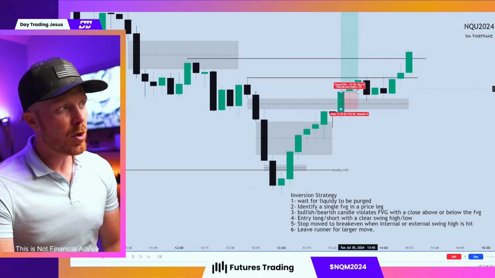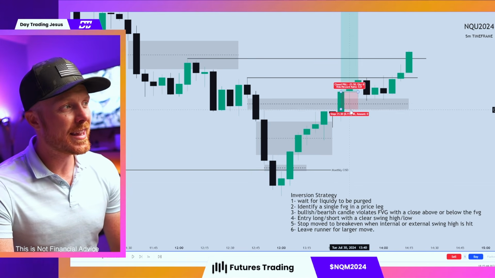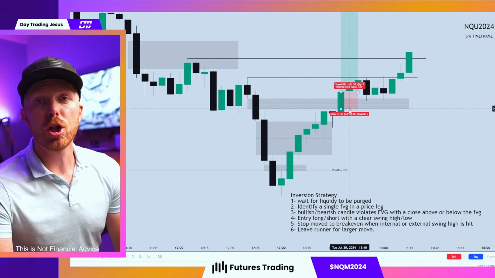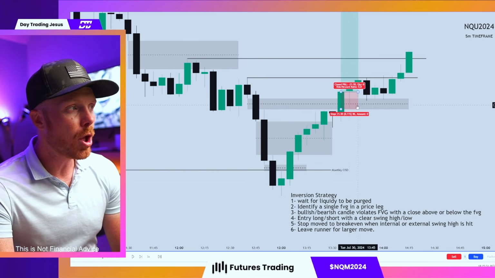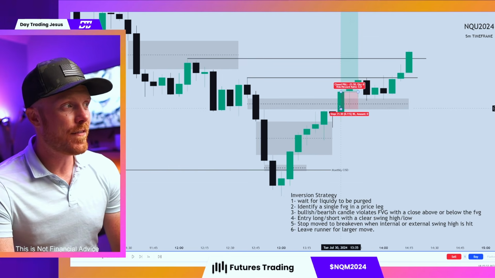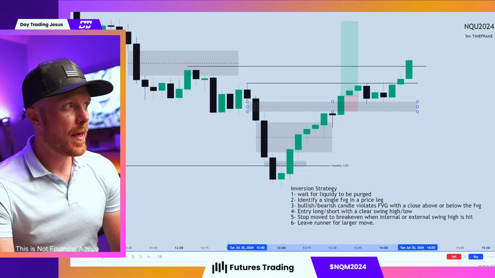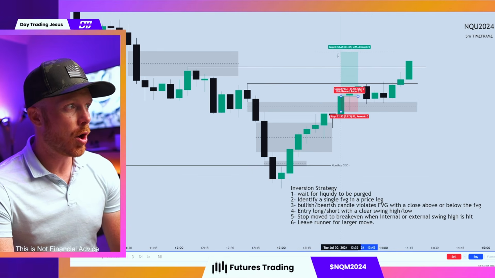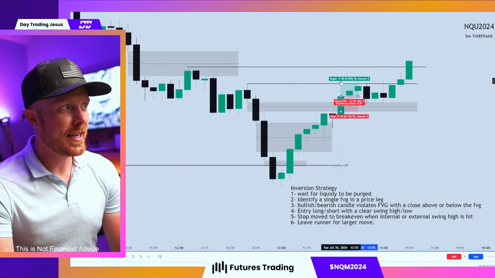Now, as price moves up and down, we do not want to close our position unless the candle closes, not wicks through, but closes below the violated fair value gap. That's this fair value gap right here. We then would be targeting our first swing high, which is right here. That is 17.5 candles that you could target on the close of that candle.